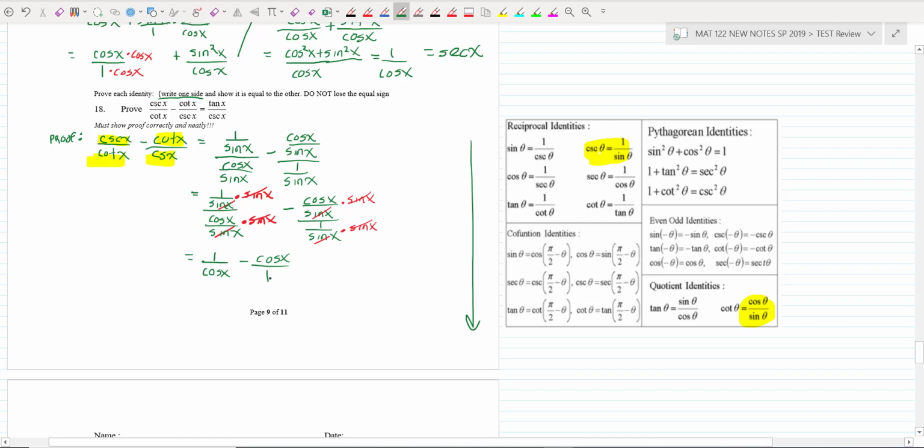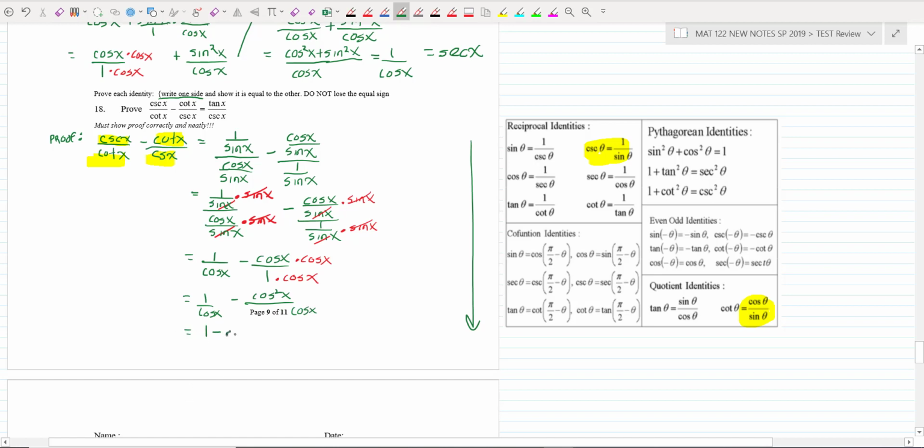All right, now it's probably time to think about getting a common denominator. So let's go ahead and get a common denominator, which is cosine x. We need to make the denominators the same, so let's multiply this by cosine x over cosine x like this. Now what I'll have is 1 over cosine x minus cosine squared x all over cosine of x. Like that. Put it together in one fraction.